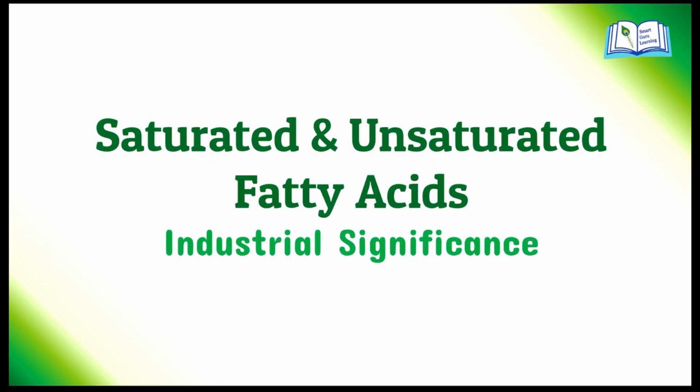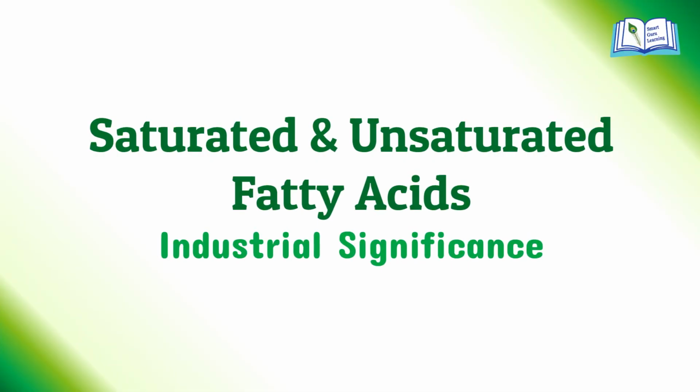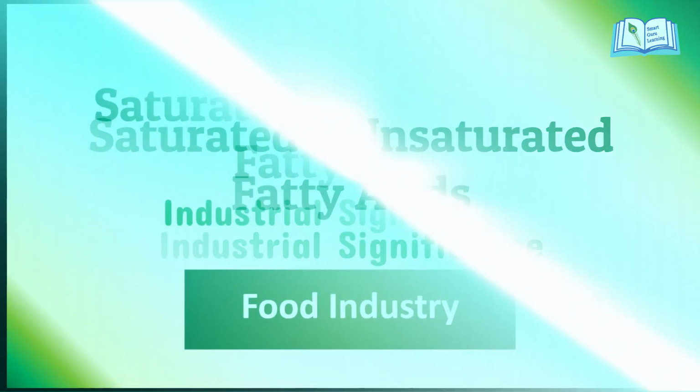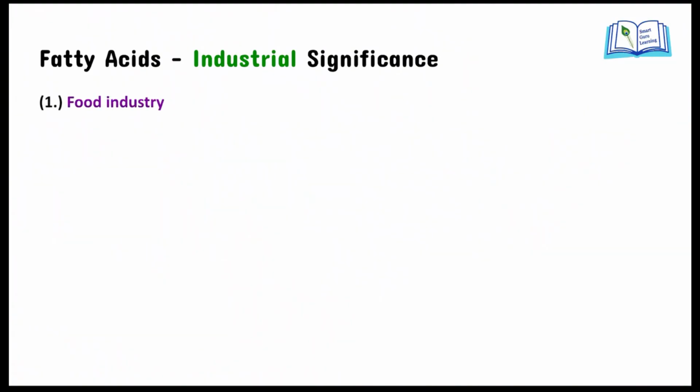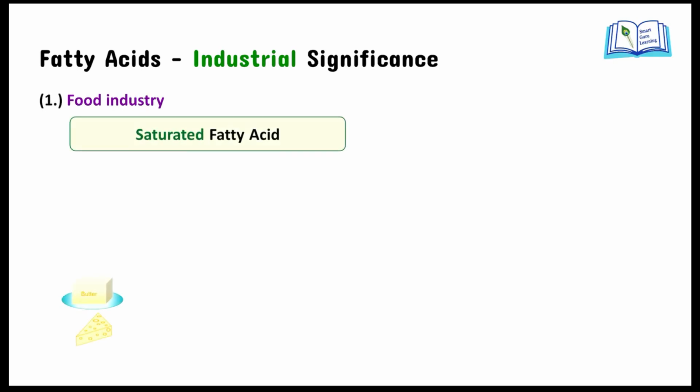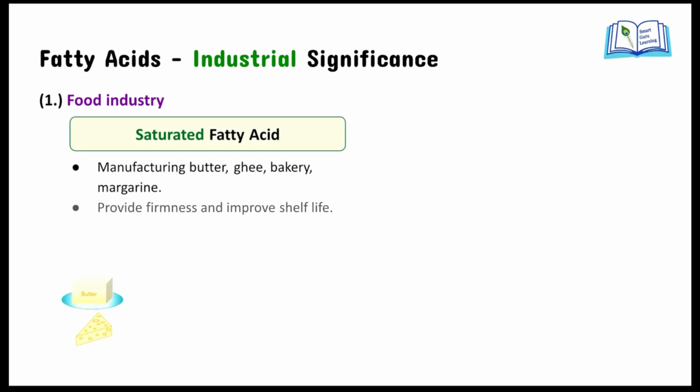Now, after understanding the chemical and physical properties and the biological significance of saturated and unsaturated fatty acids, let us take a look at some of the industrial significance of these fatty acids. Food industry. Saturated fatty acids are important in the food industry because they provide firmness, thermal stability, and resistance to oxidation, which improve texture and shelf life. They are commonly used in butter, ghee, margarine, and baked goods.